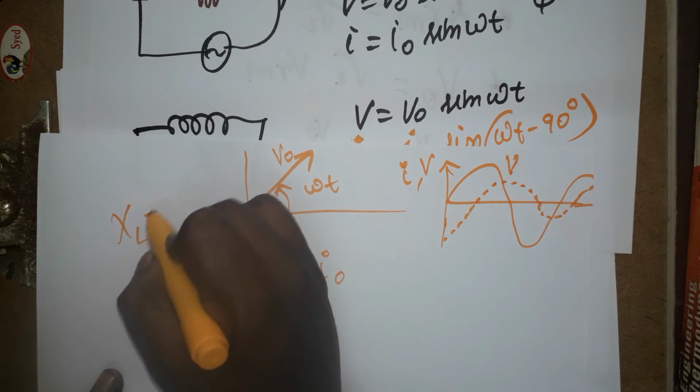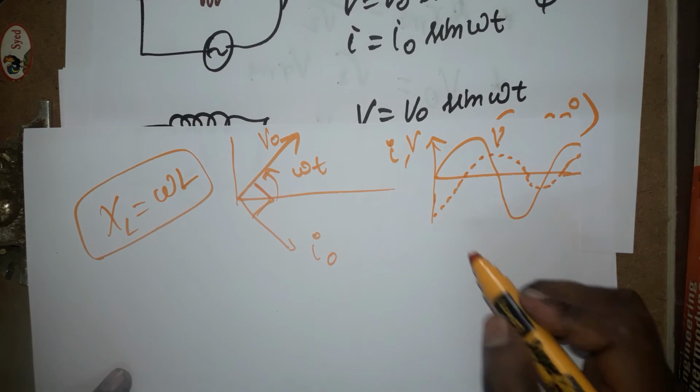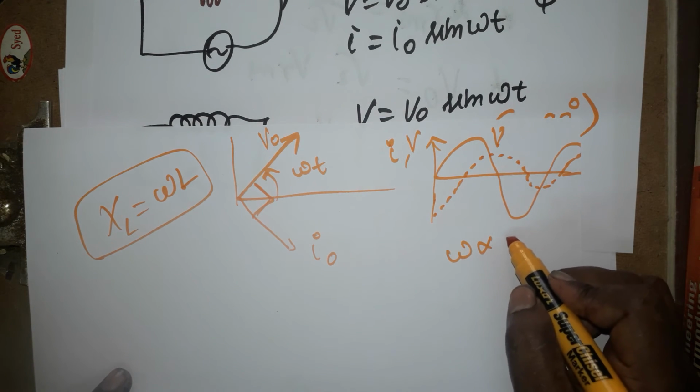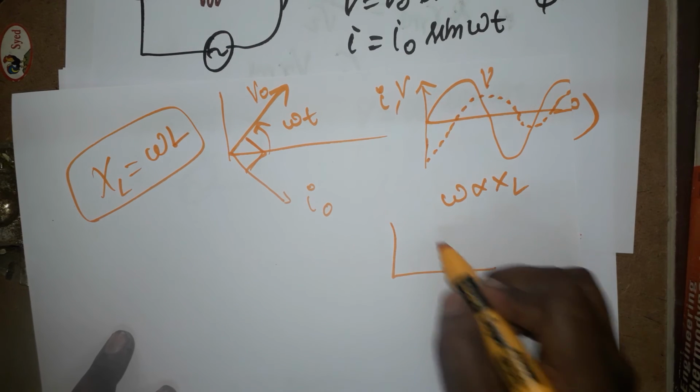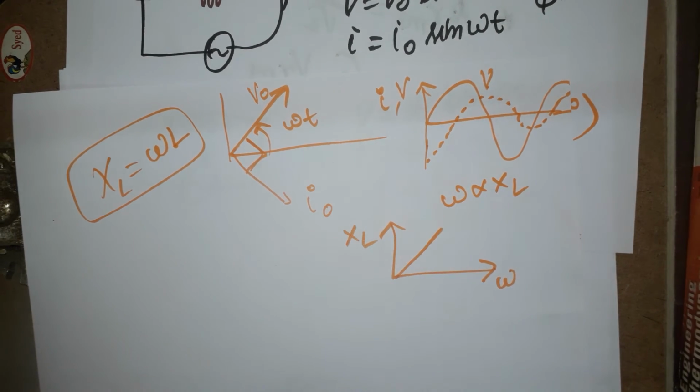So XL is equal to omega L. So they will be directly proportional. Omega and XL will be directly proportional. You get a linear graph, omega versus XL. Next concept we are going to see is capacitance.